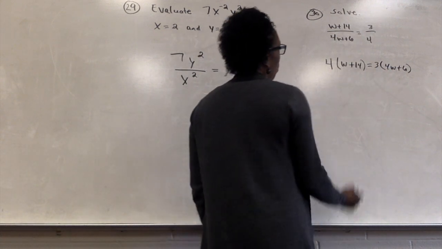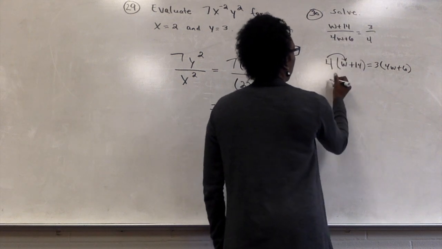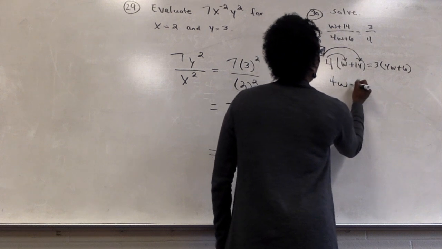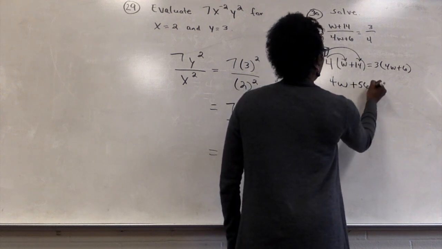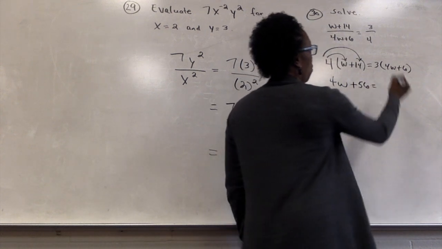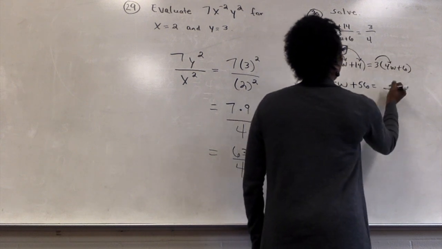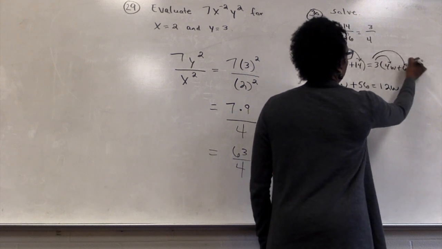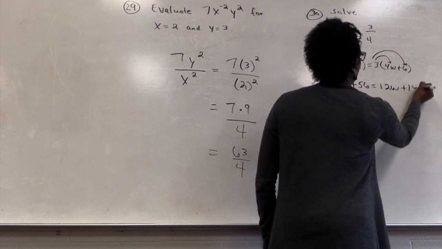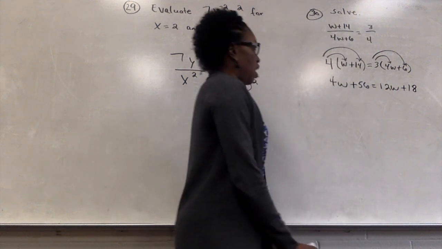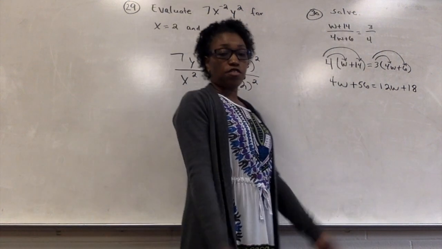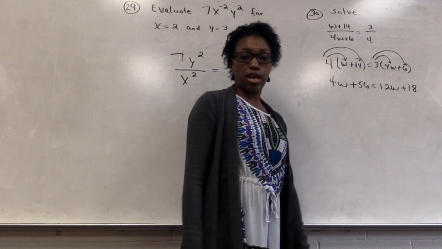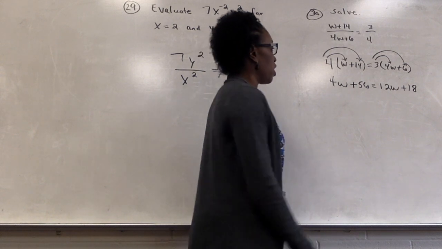I'm going to simplify by doing distributive property. 4 times w is 4w. 4 times 14 is 56. On the right, 3 times 4w is 12w. And 3 times 6 is 18. I notice I have w's on both sides of my equation, so I want to move all of my variables to one side and move all of my numbers to the other side.